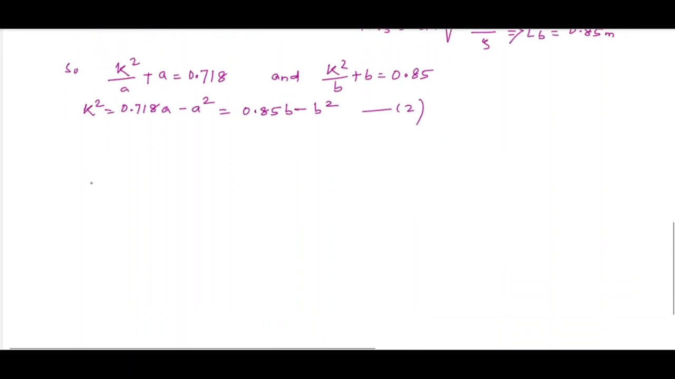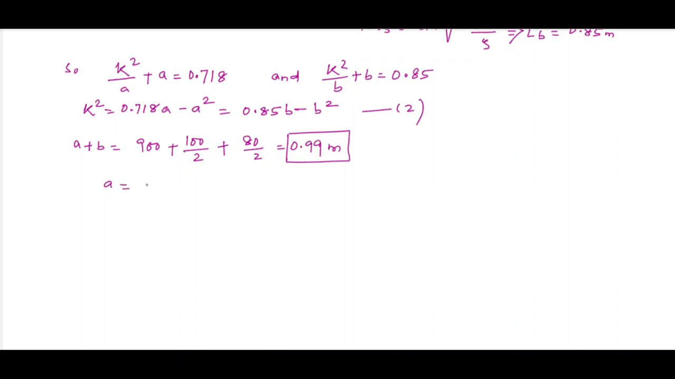Now from the geometry we can see a plus b is equal to 900 plus 100 by 2, the radius of the big end, plus 80 by 2, the radius of the small end. So it is 0.99 meter. We can say a is equal to 0.99 minus b. This is the relation between a and b. Let's say this is equation 3.